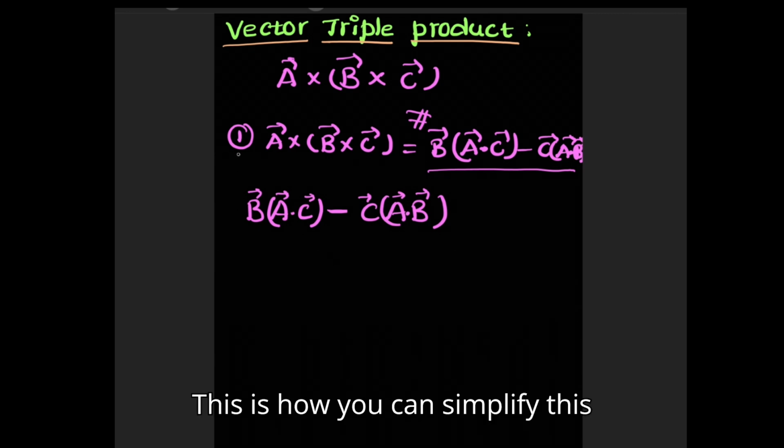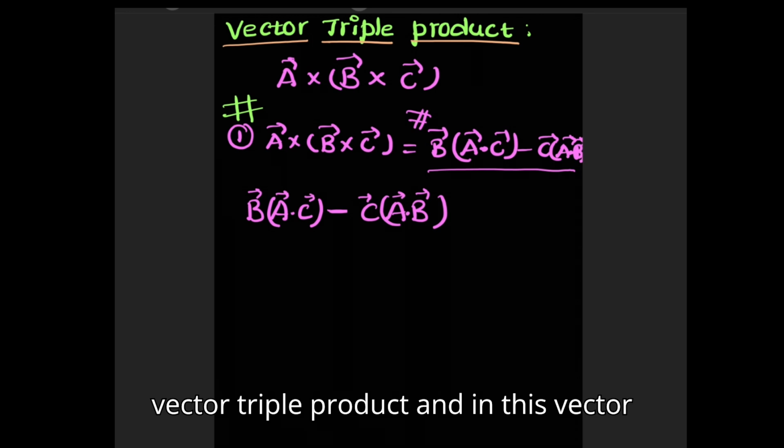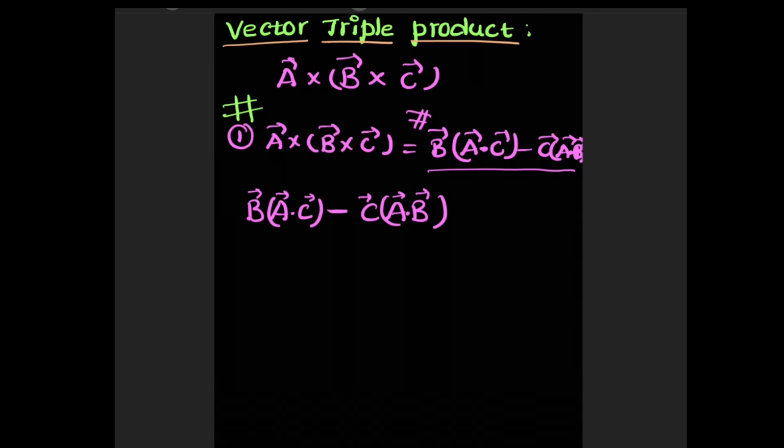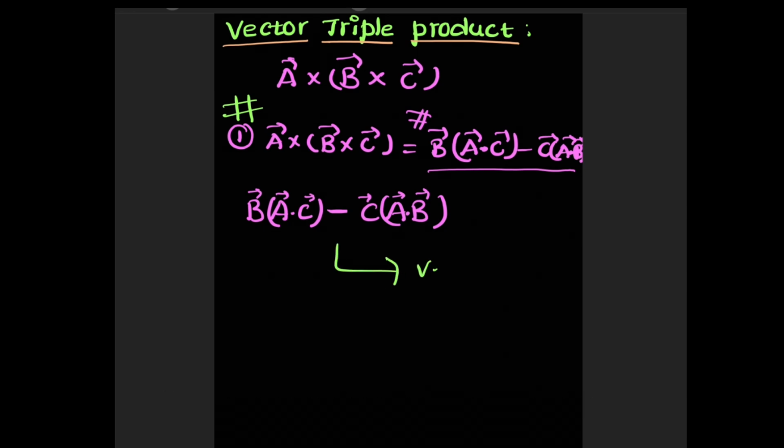This is how you can simplify this vector triple product. And in this vector triple product, always remember that it will lead to a vector.